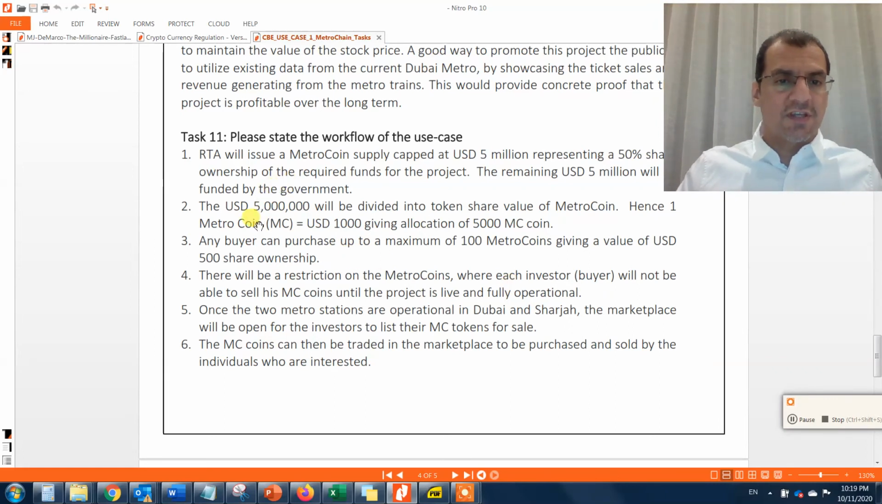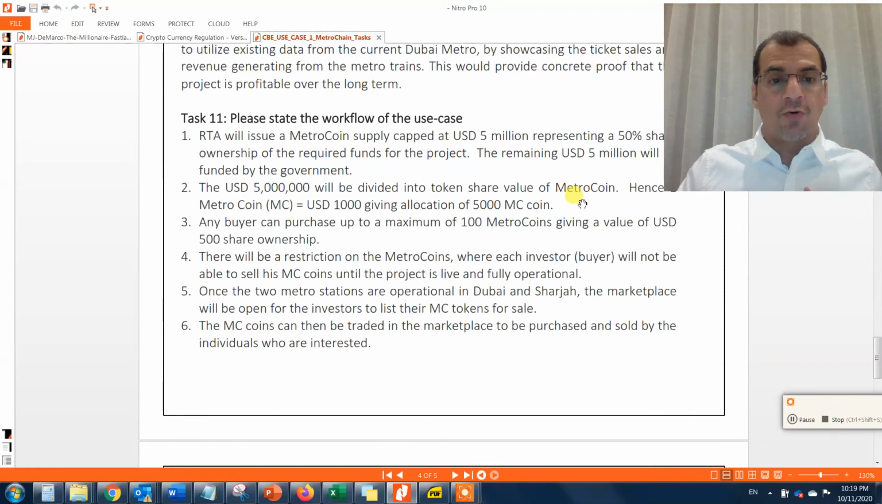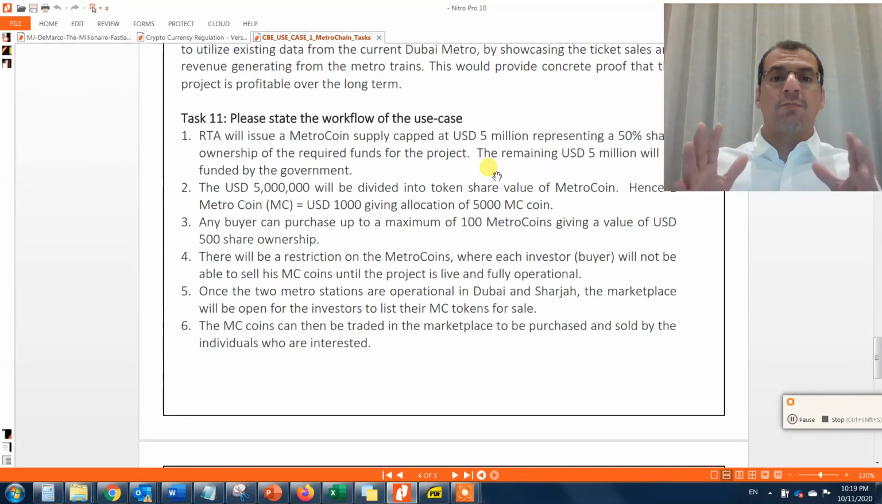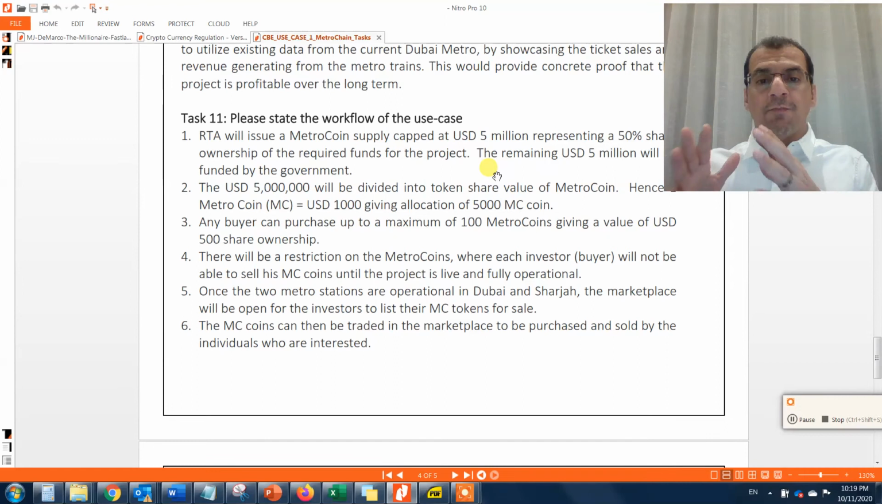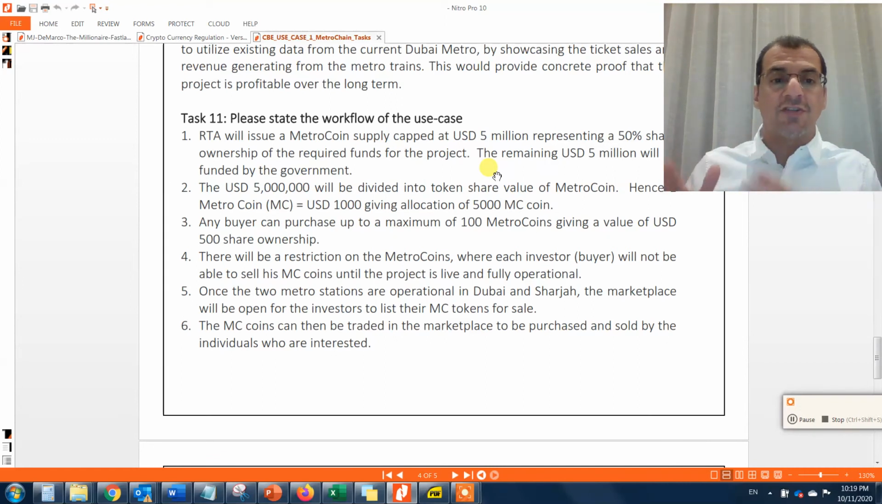But I'm just going to skip here to the actual workflow. So RTA will issue a MetroCoin supply cap at $5 million, representing a 50% share ownership of the required funds for the project. So in this case, just to make it simple, we assume the project value of building a metro station is $10 million, and $5 million will be issued as 50% token share ownership for the public to be able to purchase into or buy into, right?